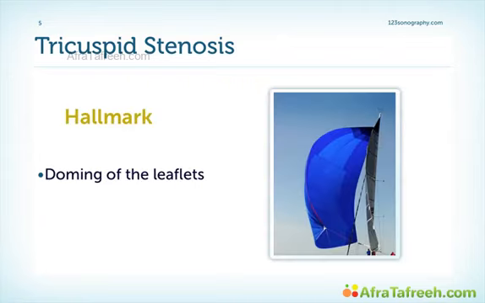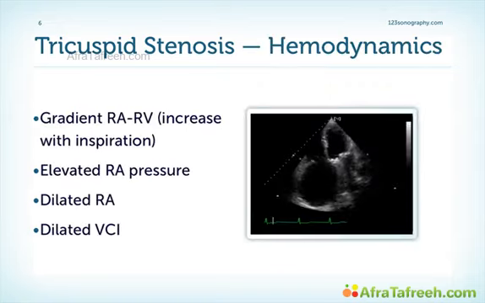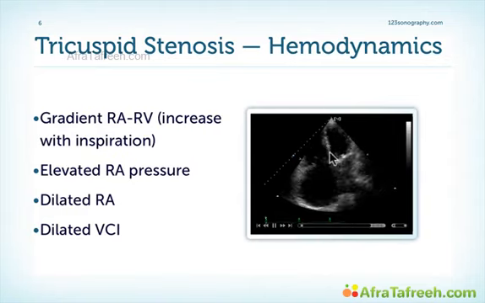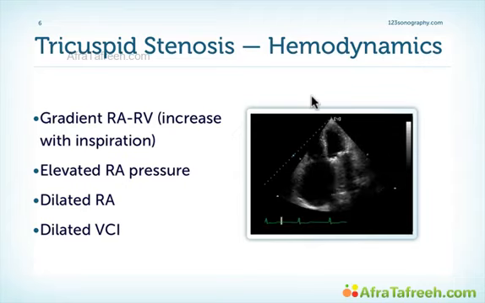The hallmark for the diagnosis of tricuspid stenosis is doming of the leaflets. So this is very similar as in mitral stenosis. The only difference is doming might be difficult to see at times because the tricuspid valve is not as nicely visible and the leaflets are usually not as thick. But there are also other indirect signs of tricuspid stenosis.